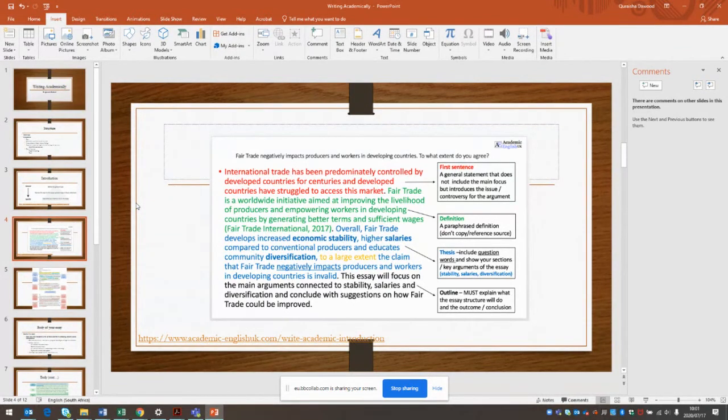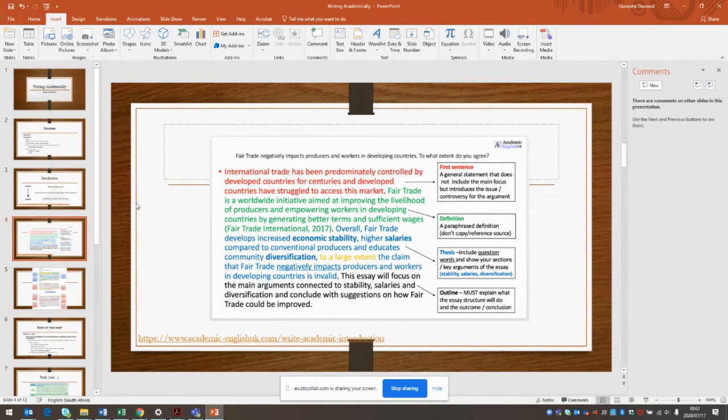Okay, so the first sentence, like we said in the previous slide, you start off with general. So it introduces the issue and the controversy of the argument. International trade has been predominantly controlled by developed countries for centuries, and developing, that should be developing, not developed, countries have struggled to access this market.